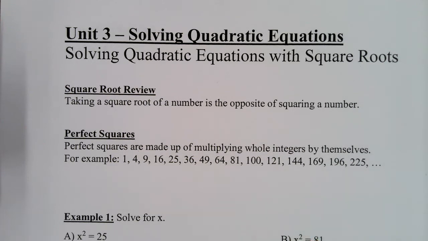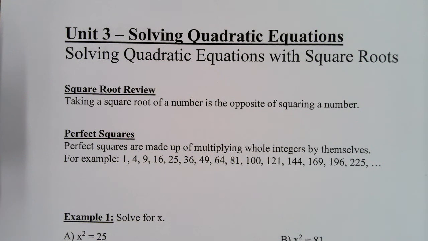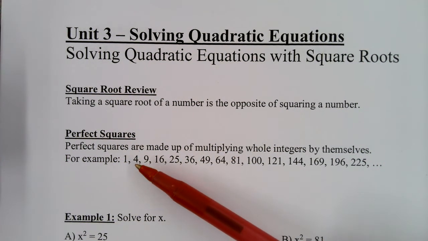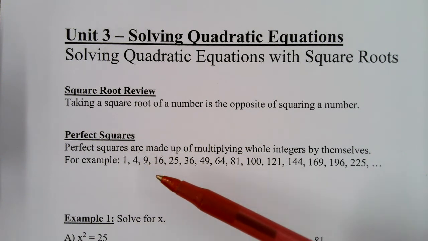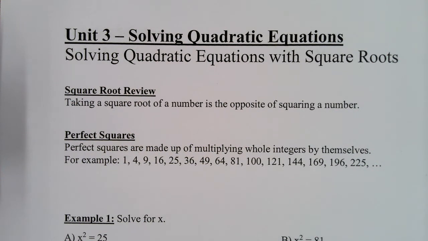Perfect squares are made up of multiplying whole integers by themselves. So for example, 1 is a perfect square because it equals 1 times 1. 4 is a perfect square because it equals 2 times 2. 9 is a perfect square because it equals 3 times 3, and so on. 4 times 4, 5 times 5, 6 times 6, 7 times 7, and so on.